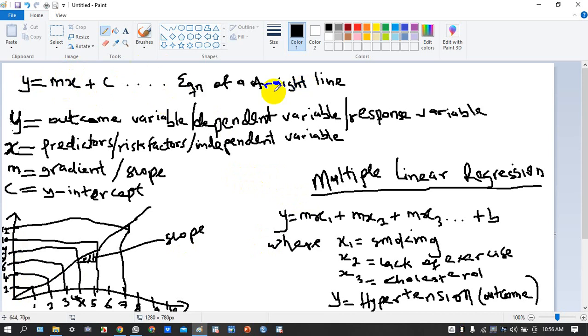That is an equation of a straight line, and this is multiple linear regression. And this has its implication also in the logistic regression. So we want to infer causation. So an increase in the predictors will cause the disease status, which is hypertension. So this is causal inference.